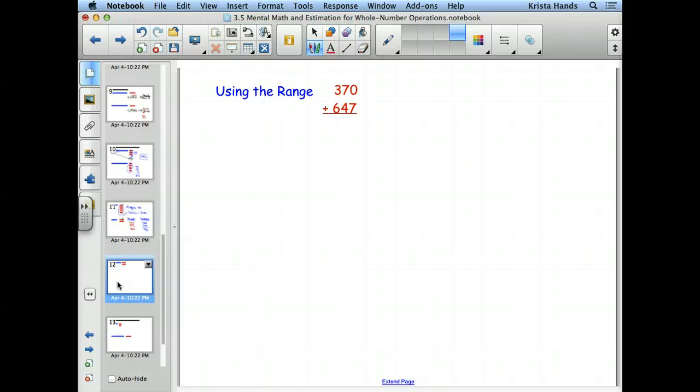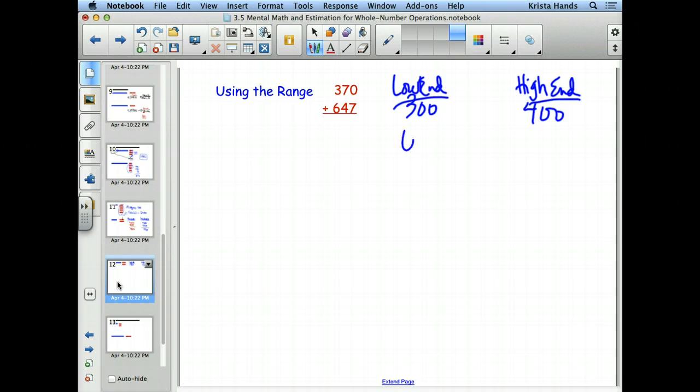All right. Using the range, what we do is we do one where we round everything up, and we do one where we round everything down, and we say that the answer is between the low end and the high end. Okay? So with using the range, we say, okay, 370, the low end of that's 300, the high end of that would be 400. So this is the low end, and this is the high end. And if I did 647, the low end of that would be 600, and the high end of that would be 700.